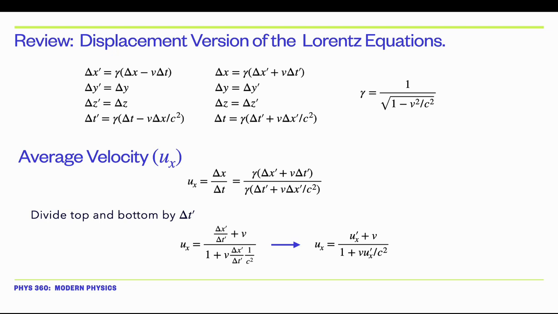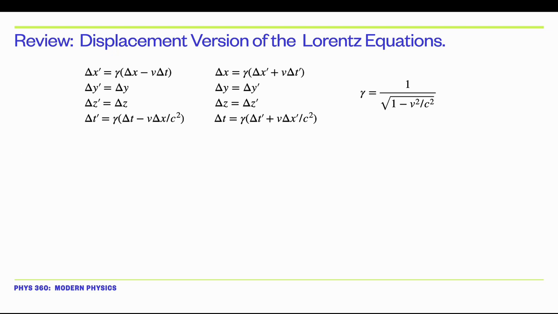Based on our definition on the previous page, delta x prime over delta t prime is just ux prime. And that goes here and here. So that's it. That was our whole derivation. We're going to do the same thing for components that are perpendicular to the motion, either uy or uz. So here's uy, it's delta y over delta t.